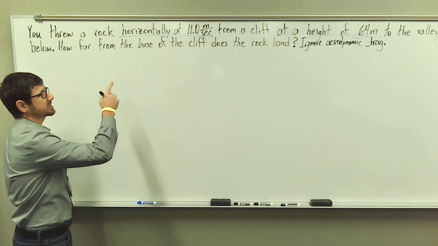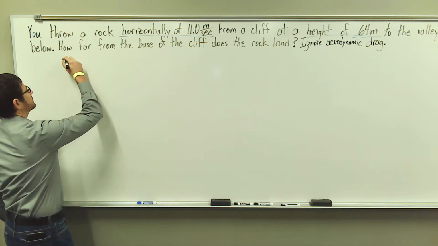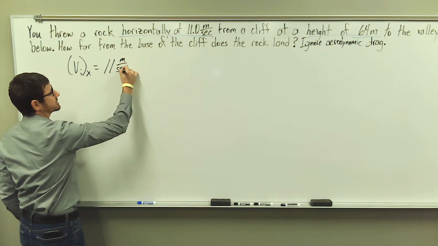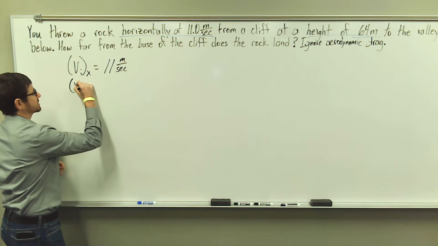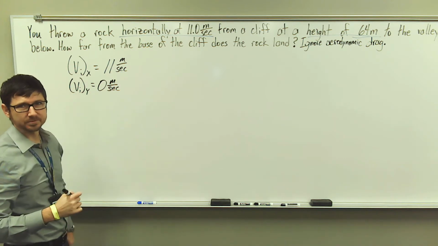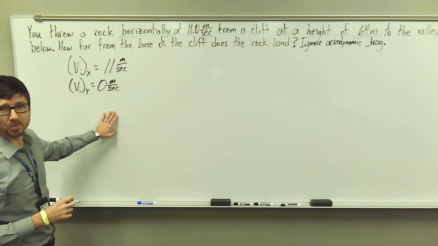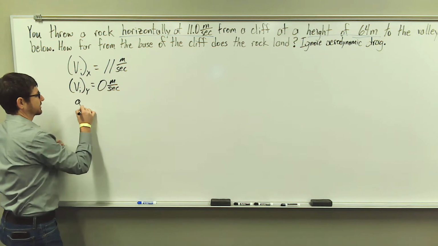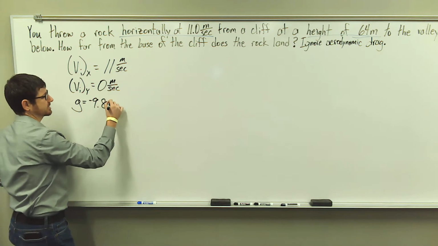So our initial velocity in the x direction, it says that we throw the rock horizontally. So initial velocity in the x direction is 11 meters per second. And since we're throwing it horizontally, that means initially in the y direction, v sub i sub y, our initial velocity is 0 meters per second in the y direction, okay? Now we know that the rock is going to accelerate in a negative y direction due to the acceleration of gravity. So acceleration due to gravity, identified by lowercase g, is negative 9.8 meters per second squared.